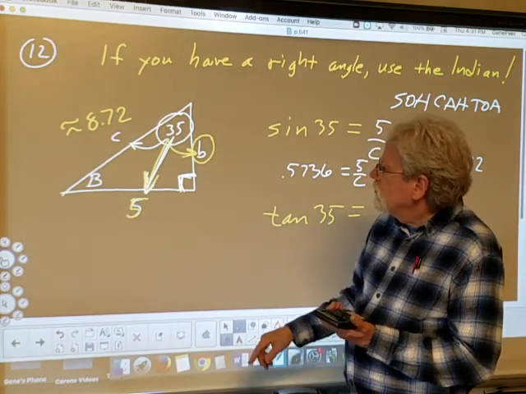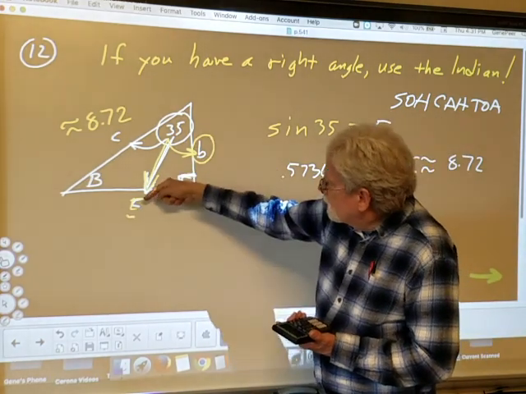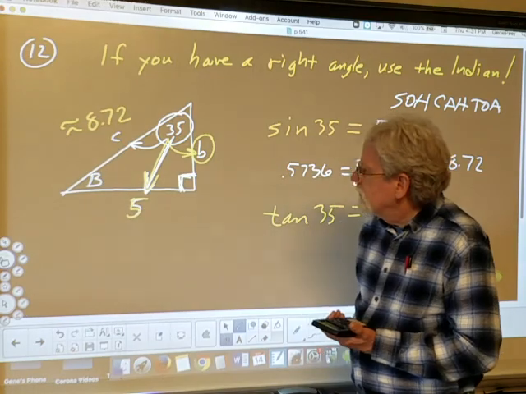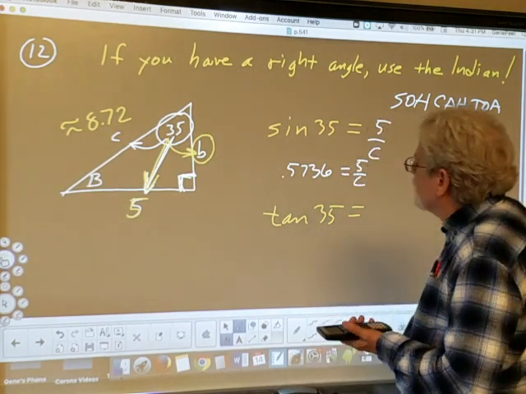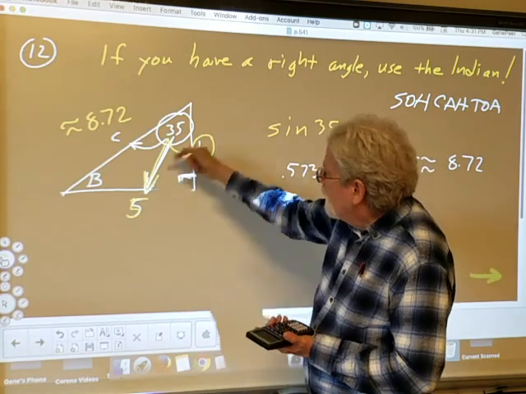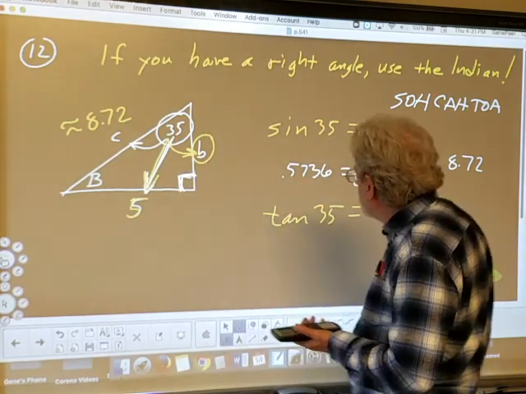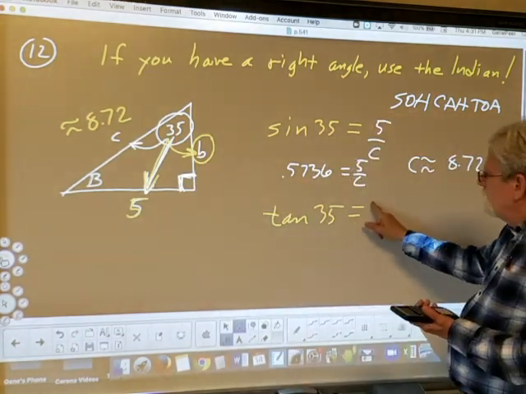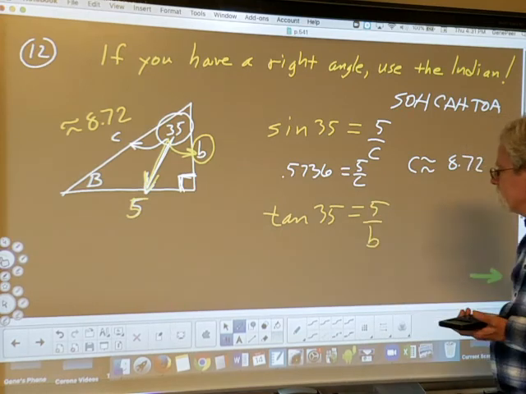So no, we're not going to use adjacent over hypotenuse. We're going to use opposite over adjacent. Tangent of 35 is 5 over b.